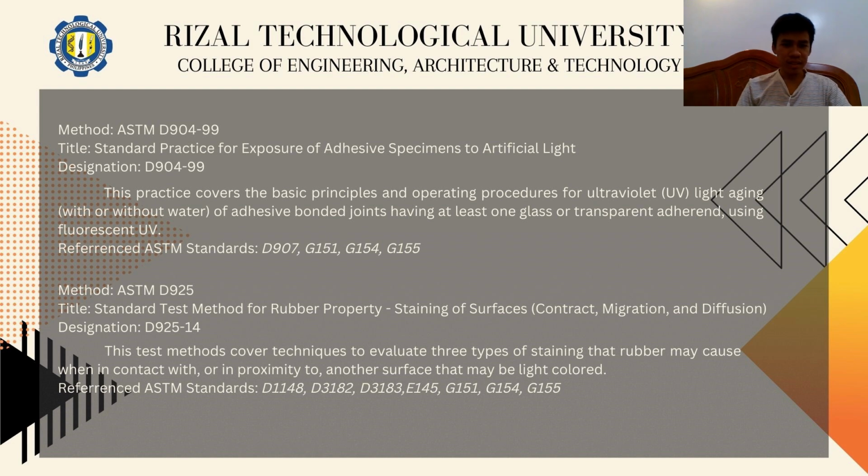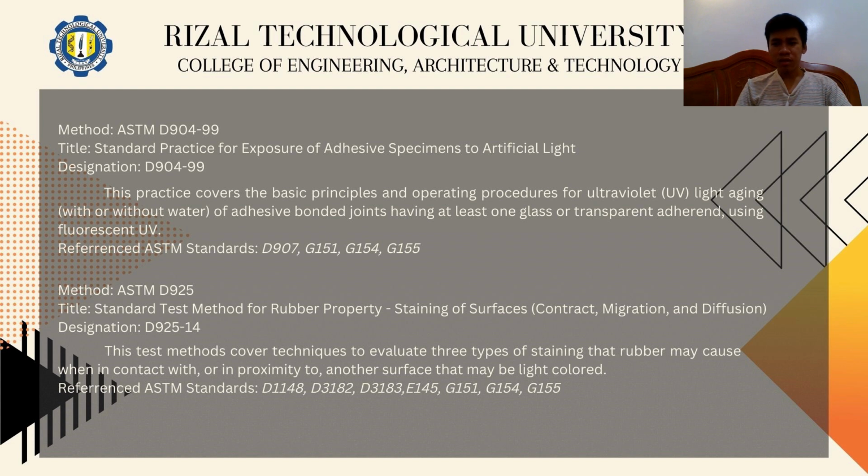Next is ASTM D925, Standard Test Method for Rubber Property Staining of Surfaces. These test methods cover techniques to evaluate three types of staining that rubber may cause when in contact with or in proximity to another surface that may be light-colored.